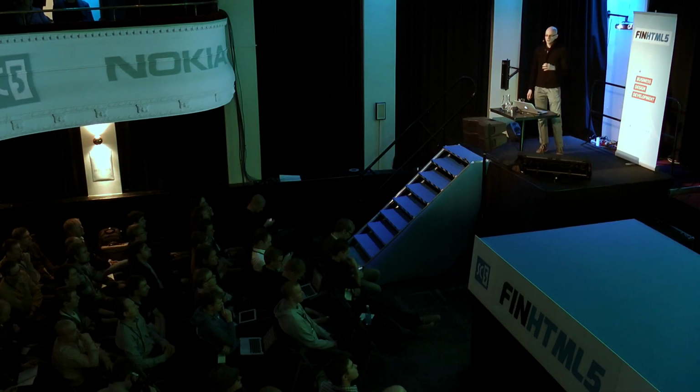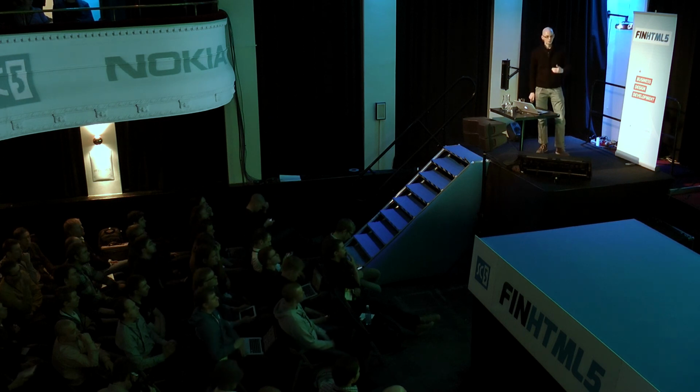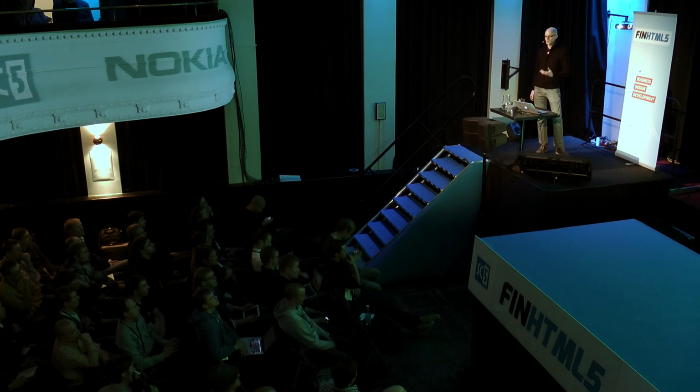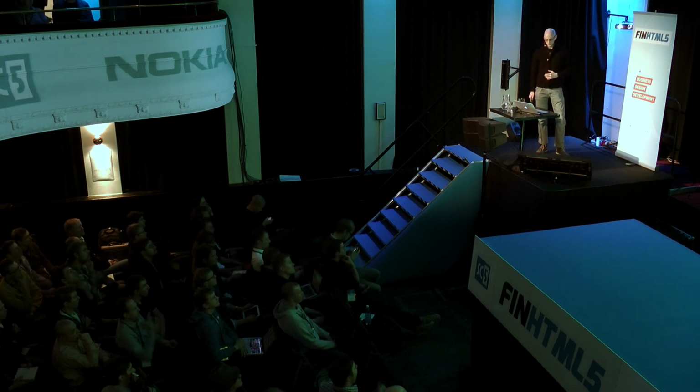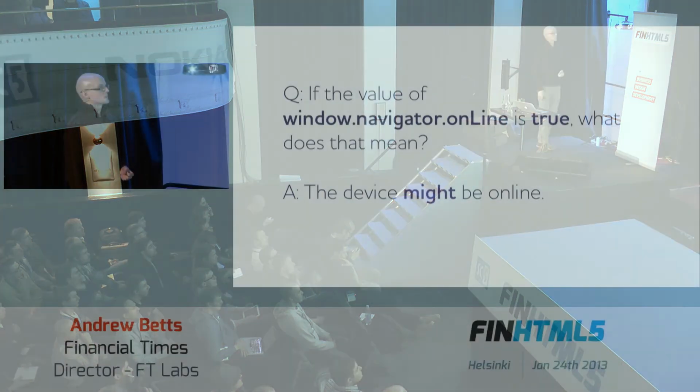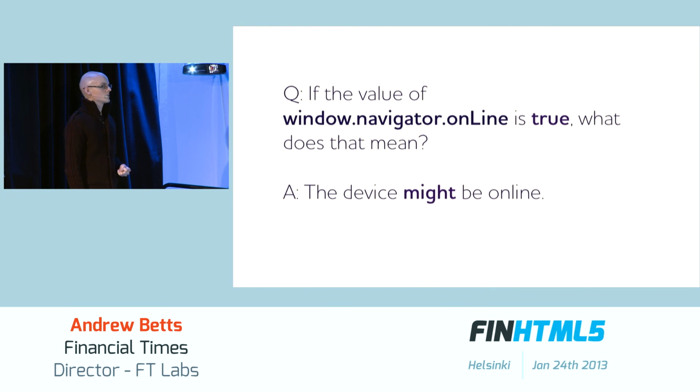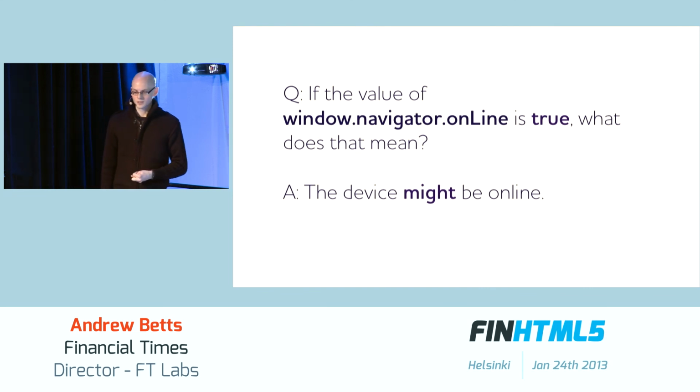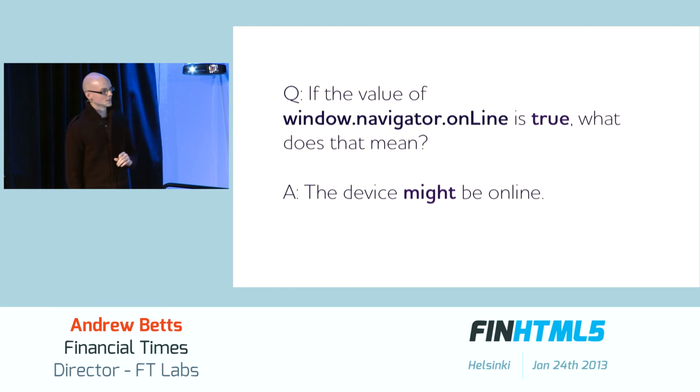So HTML5 has opened up access to some additional data that we can query within the browser to find out some information about our connection. It's called window.navigator.online. And I'd like to ask you this question: if the value of window.navigator.online is true, what does that mean? Now, according to the spec doc, and I'm almost literally quoting this, it means the device might be online.